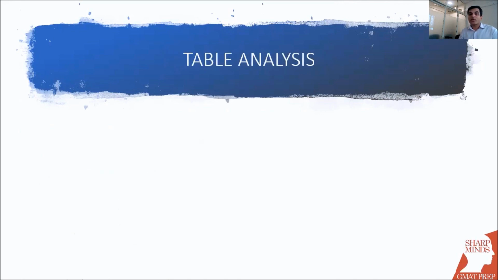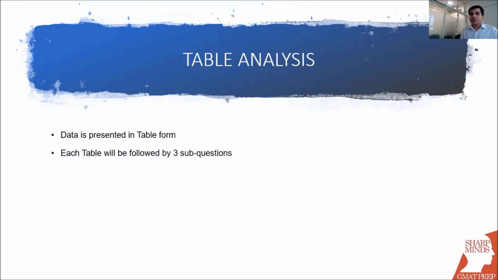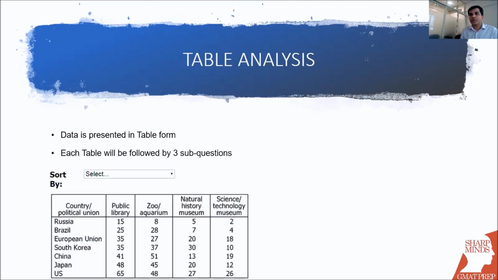The next question type on IR is called table analysis. As the name suggests, you'll be looking at tabular data. Each question in this format is accompanied by 3 sub-questions. And you'll be looking at tabular data like this with a very important function, which is the sort. So let's take a look at some examples online.